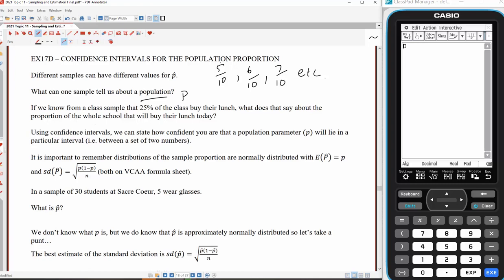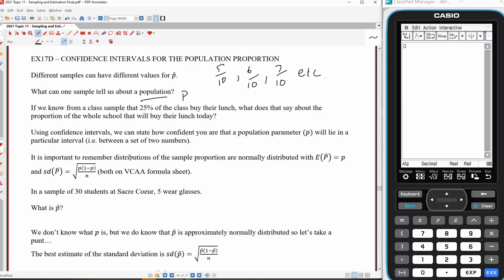So say if we knew from a class sample that 25% of the class buy their lunch, what does that say about the proportion of the whole school that will buy their lunch today? So that would be interesting. Then we could use the sample to make observations or get an idea of the whole population. So using confidence intervals, we can state how confident we are that a population parameter p will lie in a particular interval, so between what values.